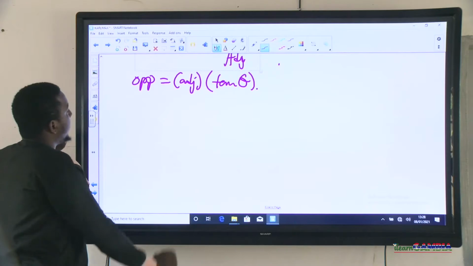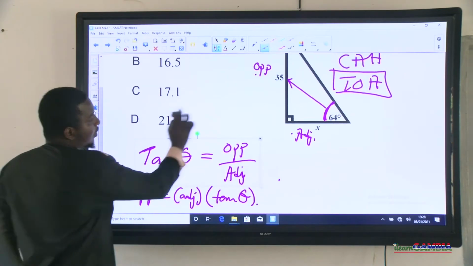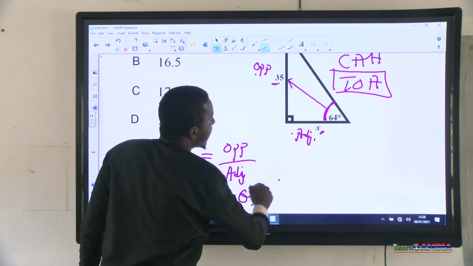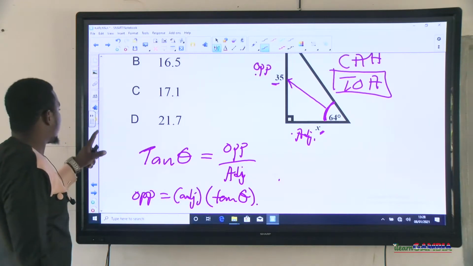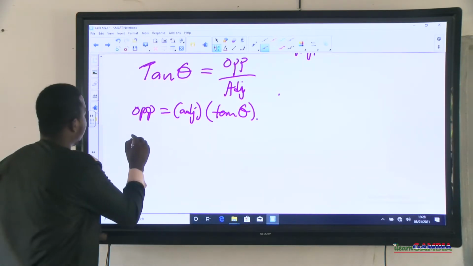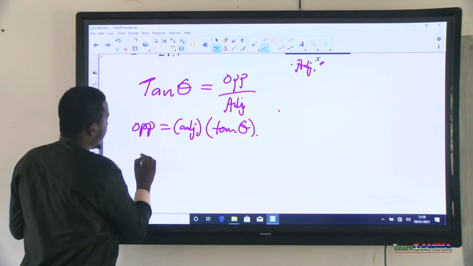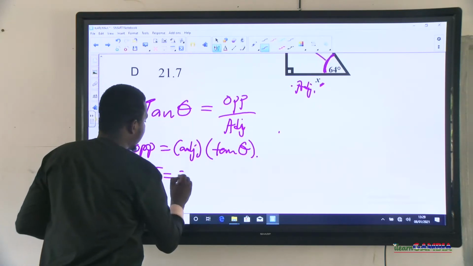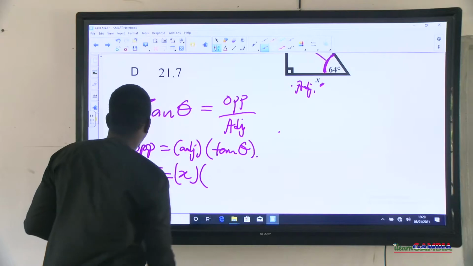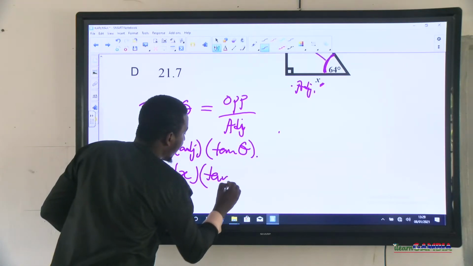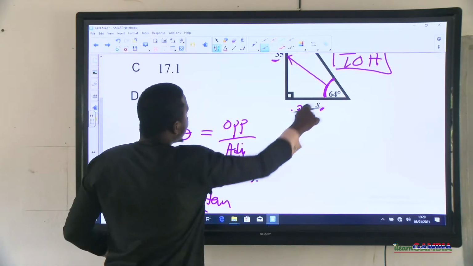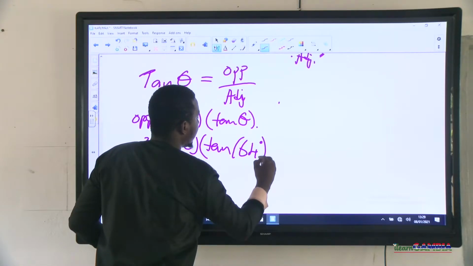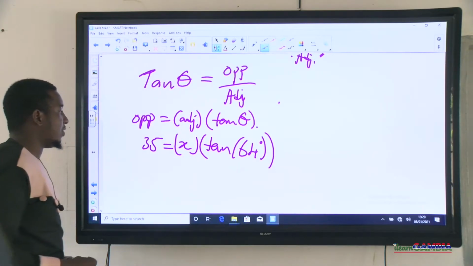From there, what is the opposite? The opposite is equal to 35. The adjacent is x, and theta is equal to what? Theta is equal to 64. So we are going to have the opposite, which is 35, is equal to, what is the adjacent? The adjacent is x. And that is going to multiply tan theta, is equal to what? Theta is equal to 64. Tan of 64 degrees. This is what we're going to have.